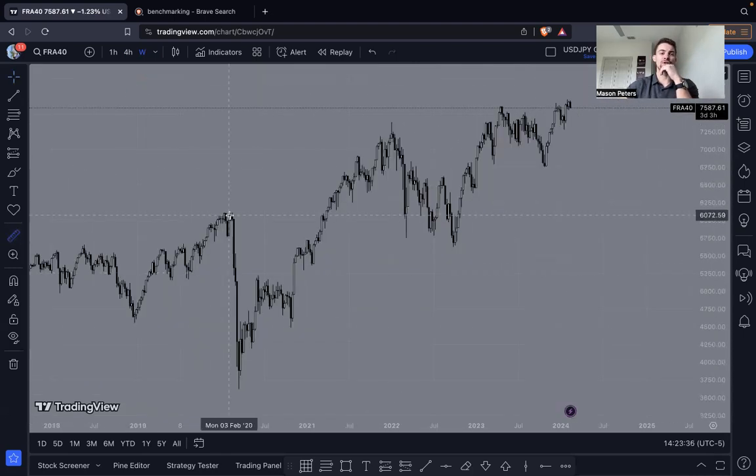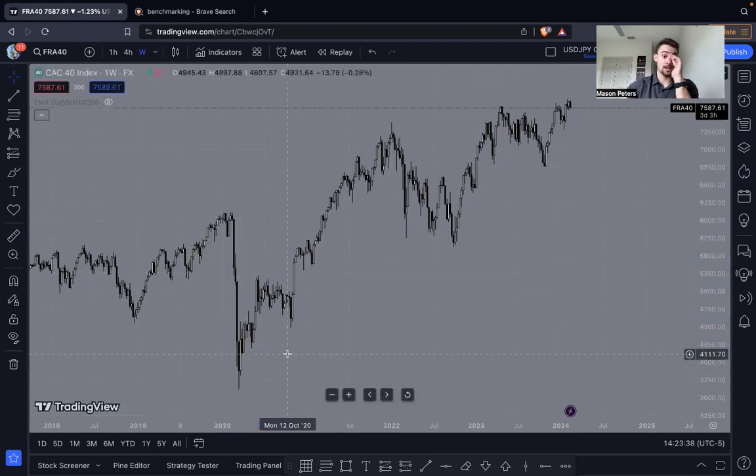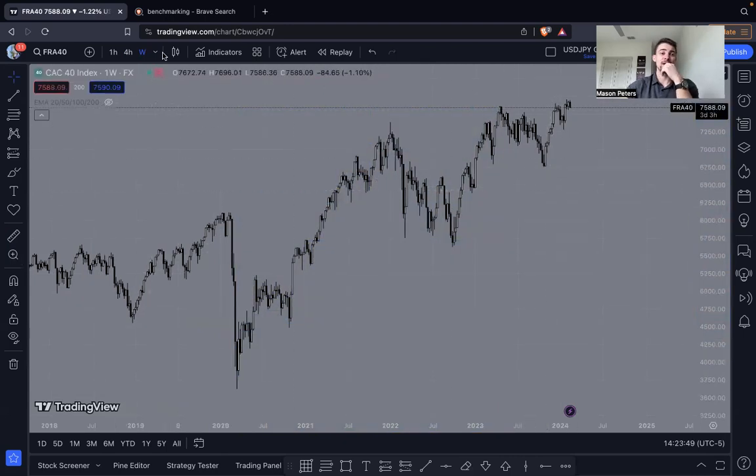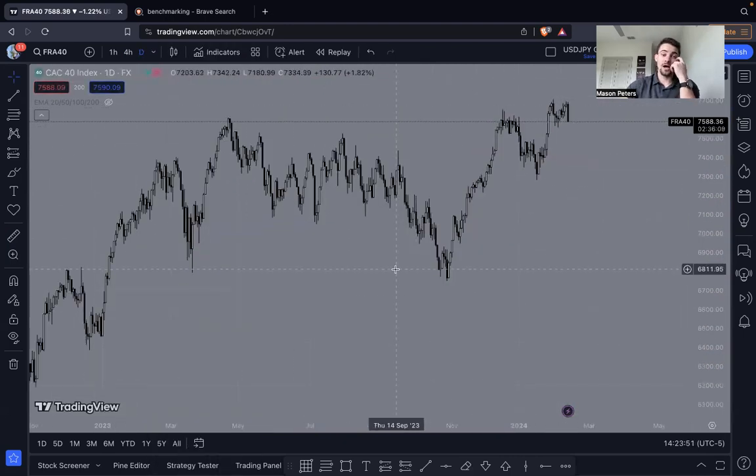COVID absolutely took this for a spin. What's funny about this is it was 1, 2, 3, 4. It lasted for 4 weeks. That's it. It lasted for 4 weeks, and then it continued upward. Now check this one out.